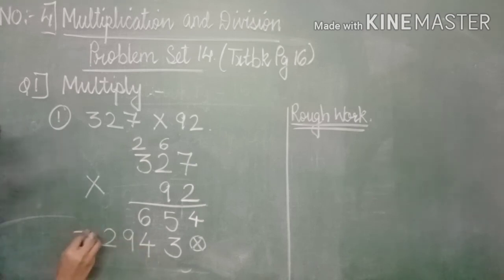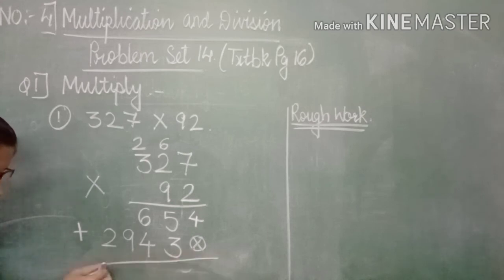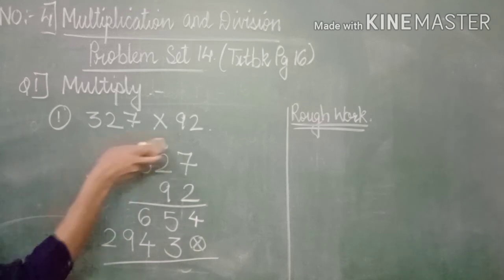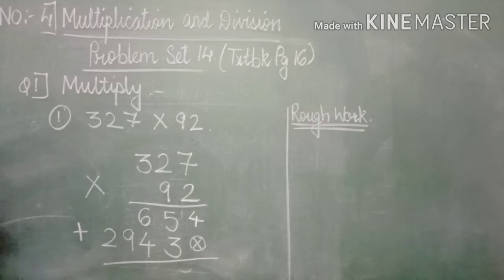Now this you have to add. In multiplication, every time there is one more sign which is called addition. Here you have to add. Now let's add. After this you can erase the carry forwards. There is no need now. We have done the carry forward. We have also added those carry forwards. Now 4 plus 0 becomes 4. 5 plus 3 becomes 8. 6 plus 4 becomes 10.